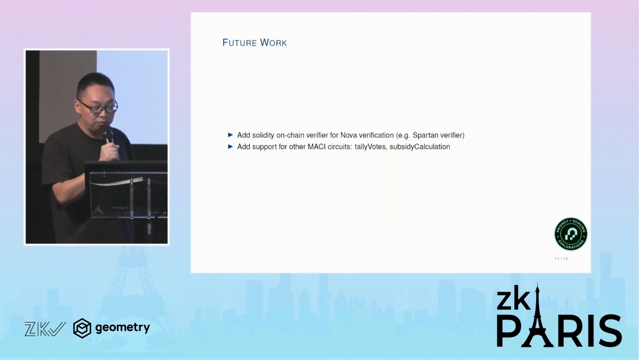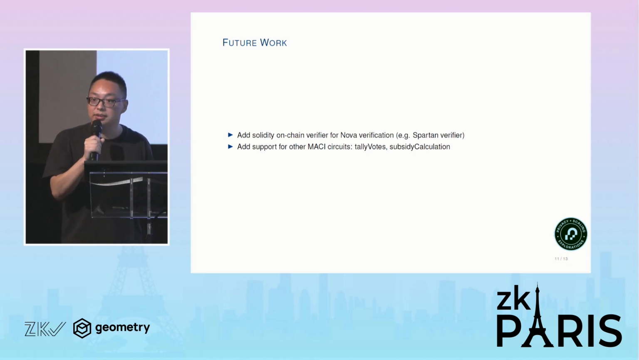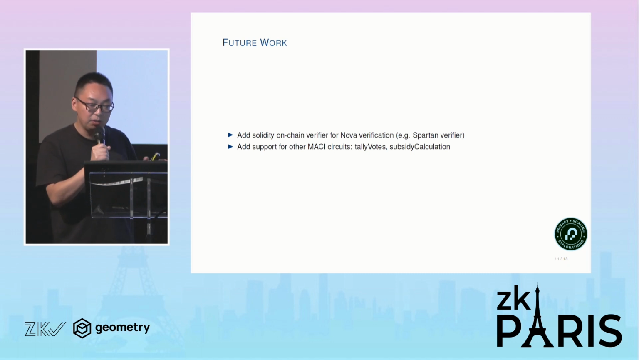And for future work, the first thing we have to add is an on-chain Solidity verifier. Currently, I'm only using the off-chain verifier already provided in the Nova library. So we have to export the verifier to Solidity so we can implement a smart contract verifier. And because Nova uses the Spartan verifier, this is something we plan to do.